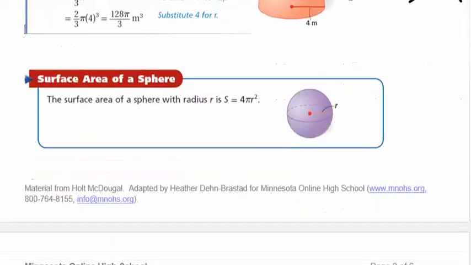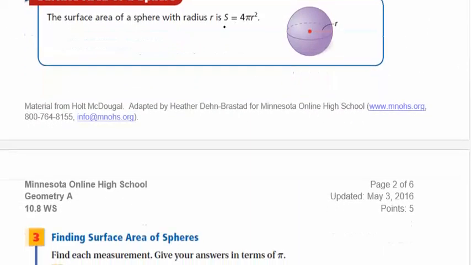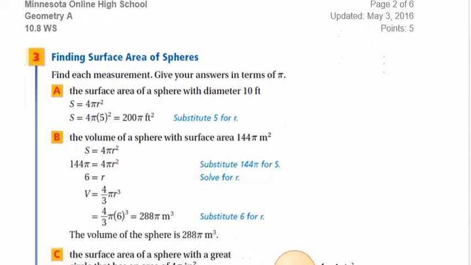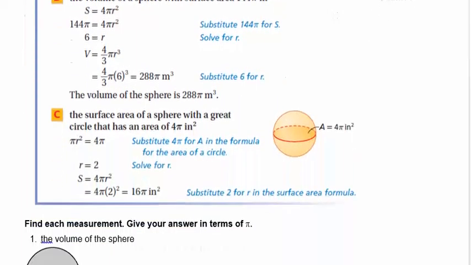Take the whole thing, divide it by 2, and that will also give you the hemisphere, which is half of a sphere. Surface area is just another formula. Surface area equals 4 times pi times r squared. So if you find the area of a circle, pi r squared, multiply by 4, that's actually the surface area. There is no lateral area in spheres. And then there's some examples.